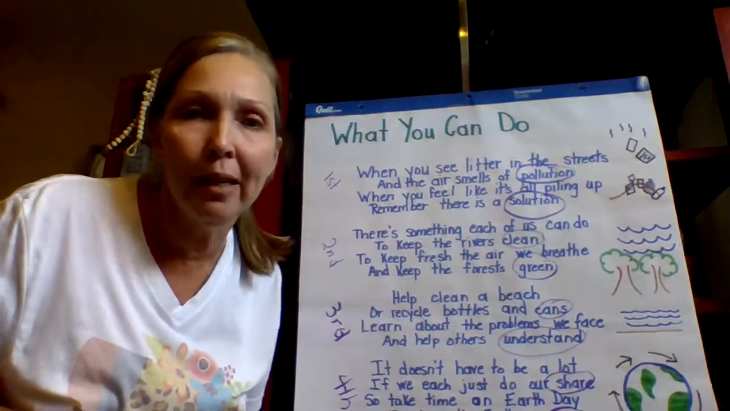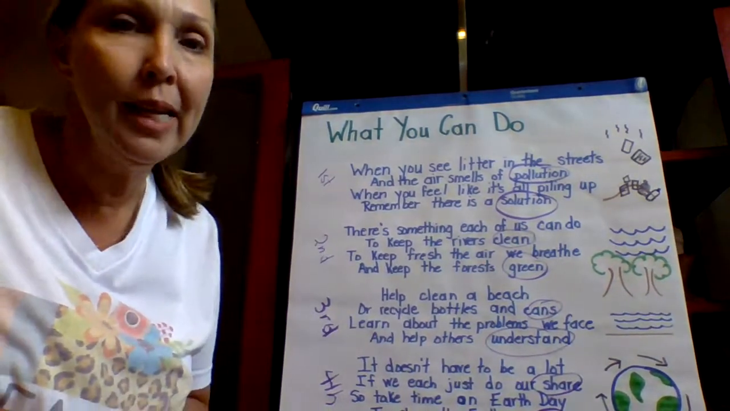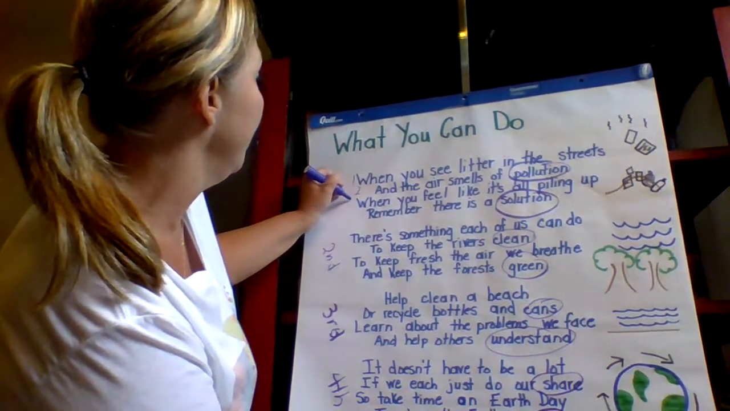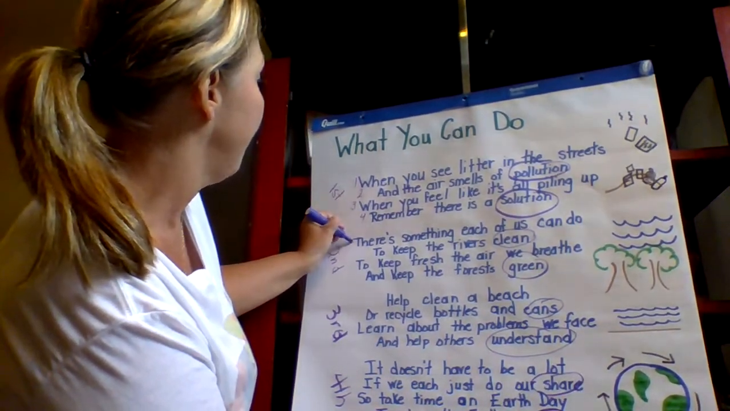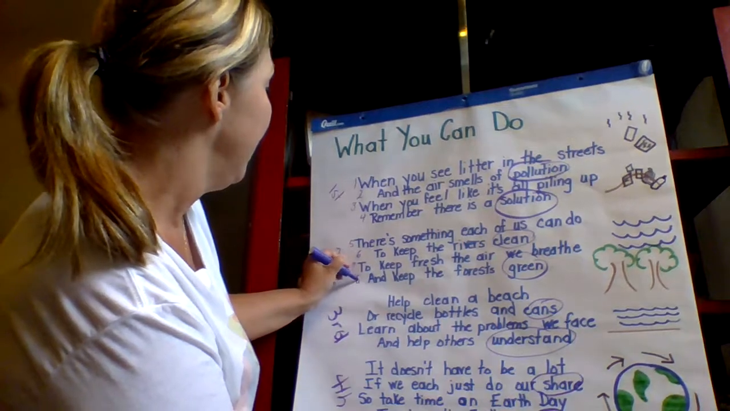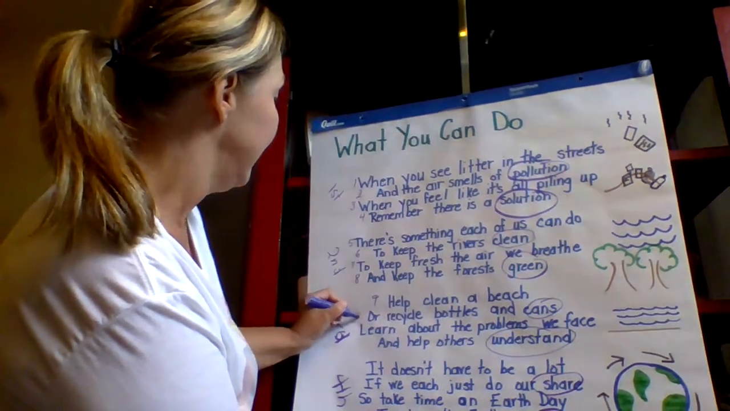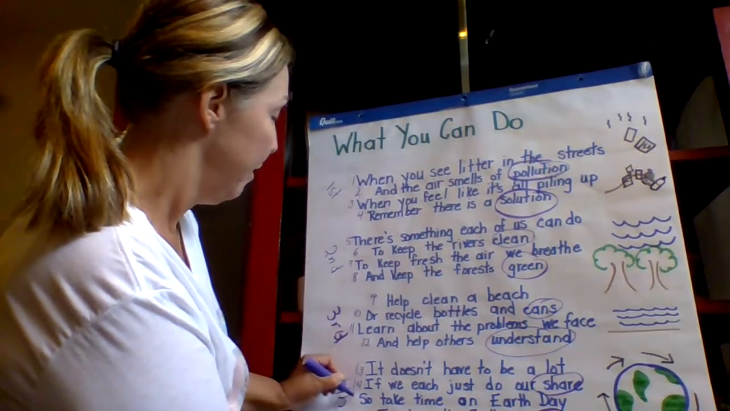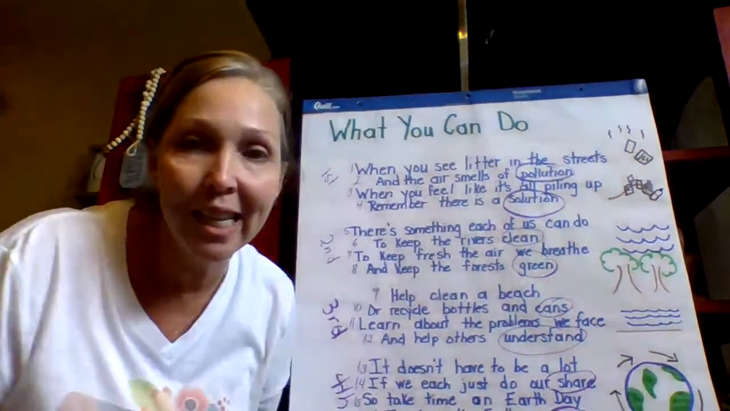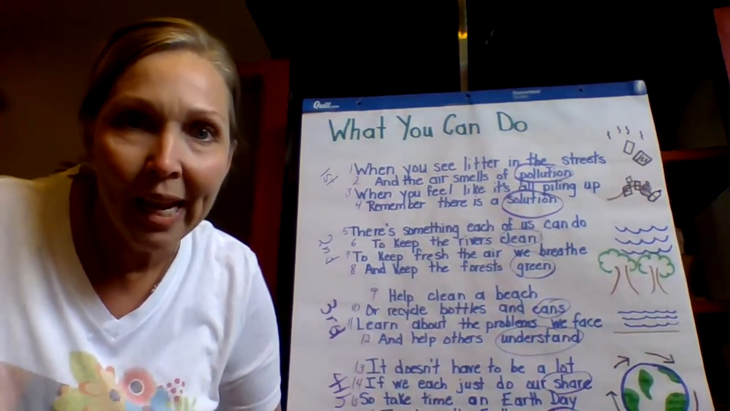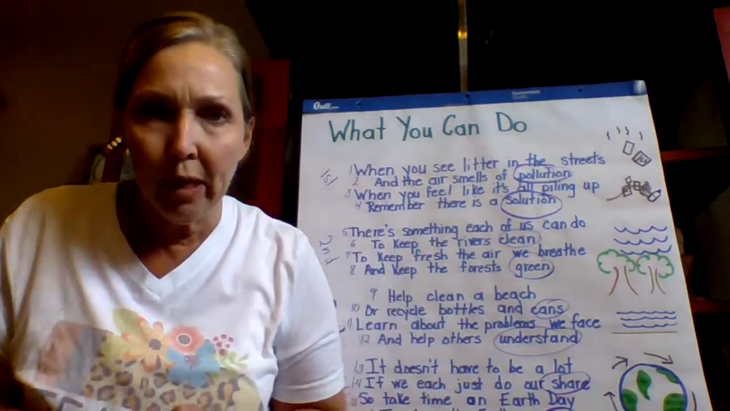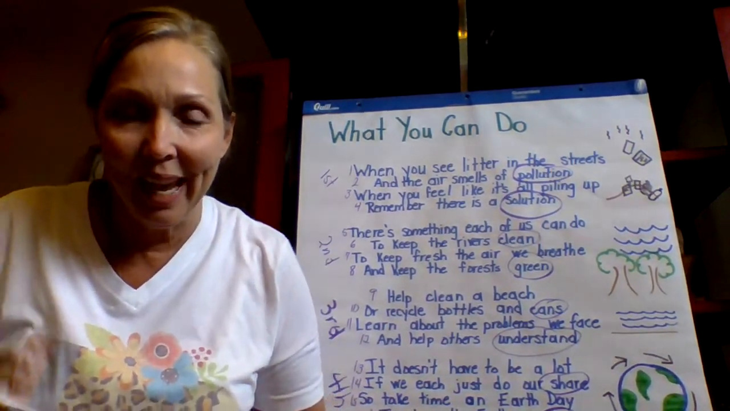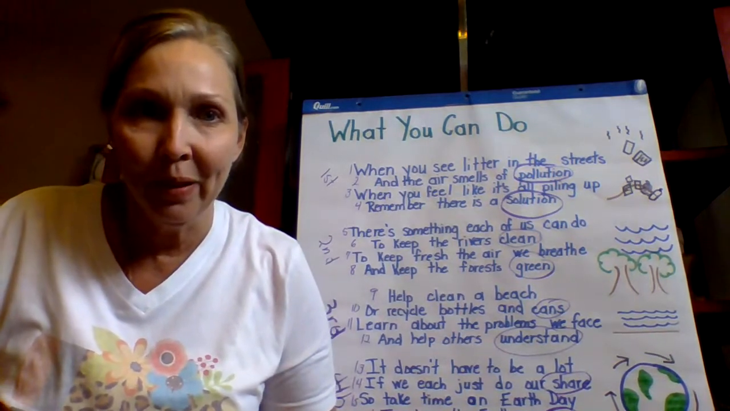Who can tell me how many lines are in this poem? Let's count them. Or we can number them. 1, 2, 3, 4, 5, 6, 7, 8, 9, 10, 11, 12, 13, 14, 15, and 16 lines in this poem. Okay, and I want you to think about also the difference between a poem and a story. Okay, I want you to think about that.